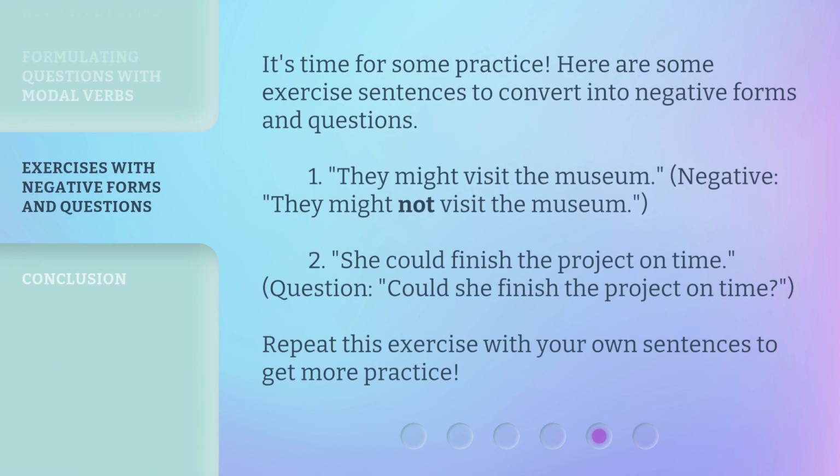It's time for some practice. Here are some exercise sentences to convert into negative forms and questions. 1. They might visit the museum. Negative: they might not visit the museum.